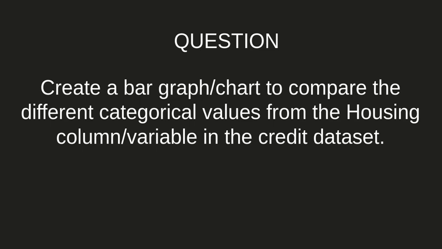So in this tutorial we're going to look at how we can draw a bar chart. This is the question that we have, and you're going to learn the concept that we need to solve this specific question. The question is: create a bar graph, or bar chart, whatever you call it, to compare the different category values from the housing column, the feature in the credit data set that we have. That's the question that you're going to try to solve.